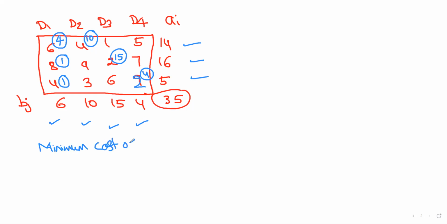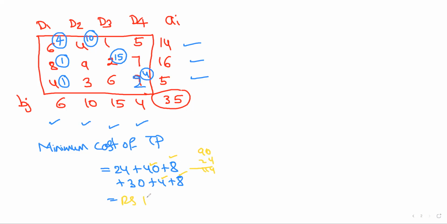Now, minimum cost of transportation. How much did you get? You have to find it. 6 times 4 is 24, plus 4 times 10 is 40, plus 8 times 1 is 8, 2 times 15 is 30, 4 times 1 is 4, 2 times 4 is 8. The amount is 8 plus 8 is 16, 20, 60, 60 plus 90 is 90, 90 plus 24 is 114. So you got 114 rupees.